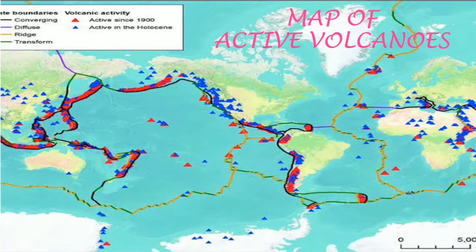We have here the map of the active volcanoes. As you can see, those with red triangles are the ones which have been active since the 1900s, while those in blue triangles are volcanoes which were active in the Holocene period. As you observe in this map, volcanoes are distributed unequally on the Earth's surface. Some areas have many volcanoes, while others are completely lacking.